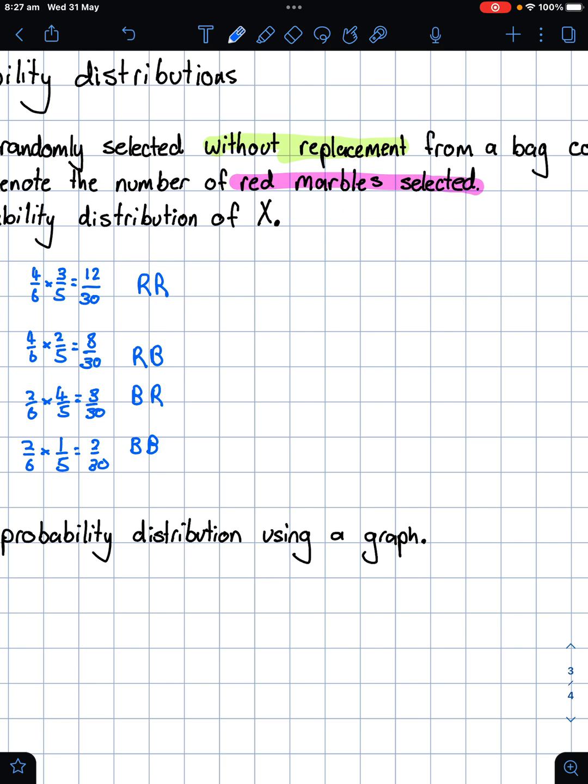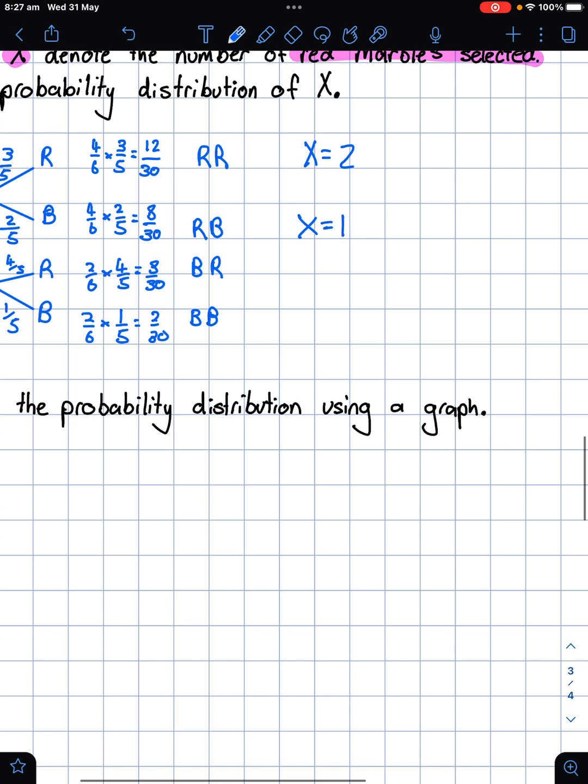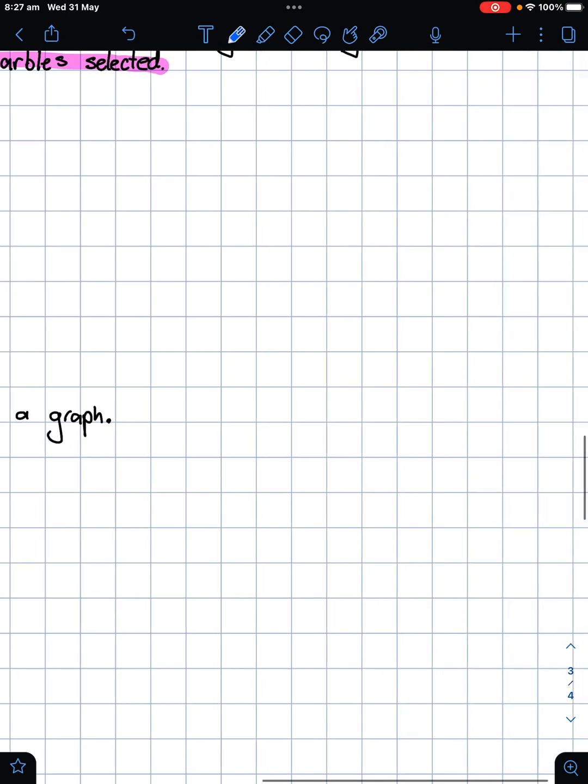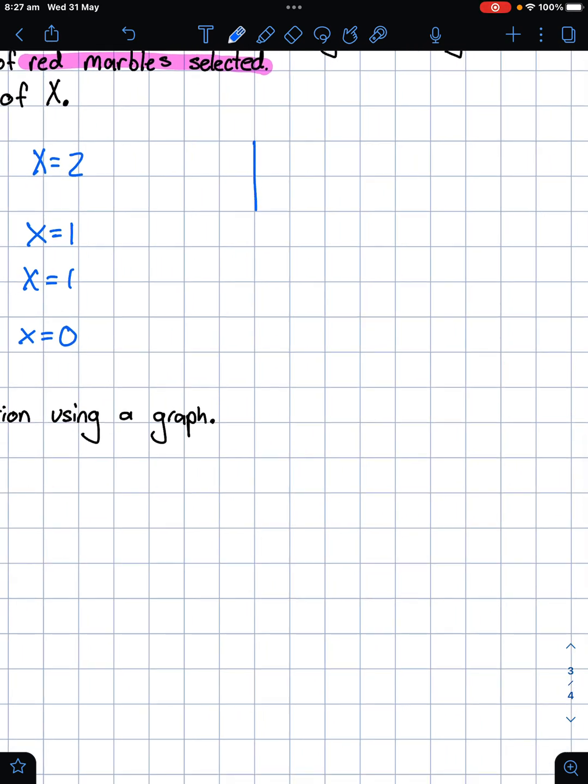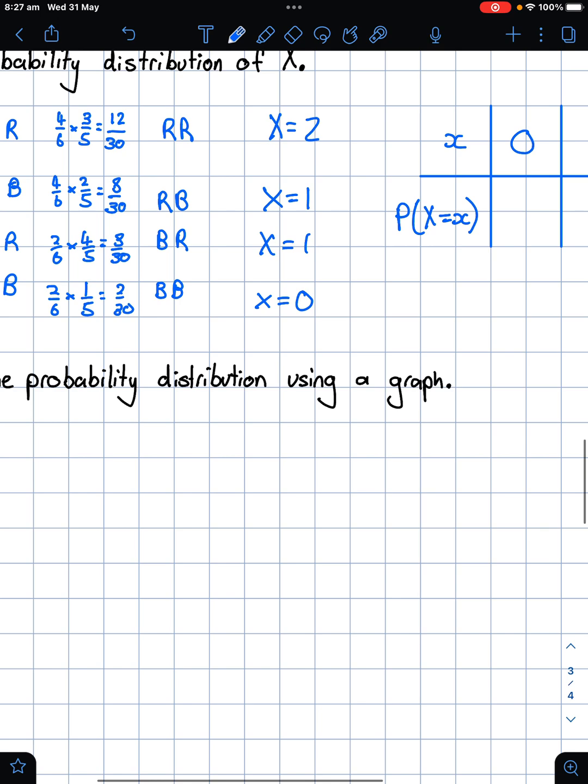So in this top one, we've got X equals 2. This here is X equals 1 because there's only 1 red. This is X equals 1, and this is X equals 0. So now it comes to our probability distribution. So we're going to make this into a table. It's just the easiest way to do a discrete representation. And so we've got X here. We've got 0, 1, and 2 are our options. All right. And then our next step here is probability of X equals whatever that X value is. So X equals 0, X equals 1 or 2. All right. And we had the chance of 0 happening was 2 over 30.